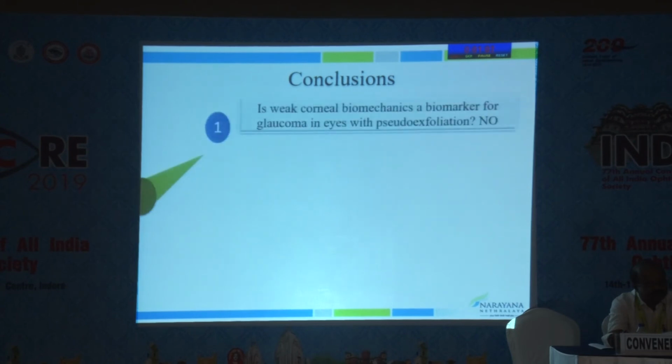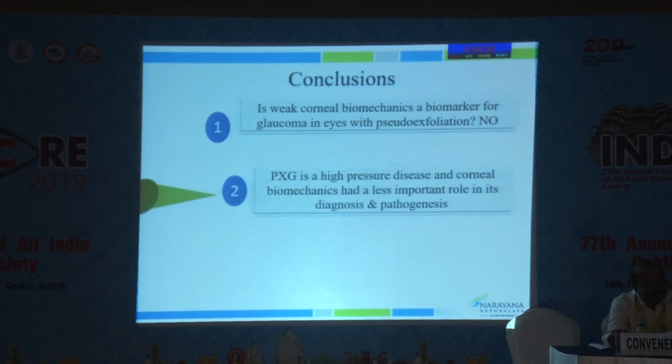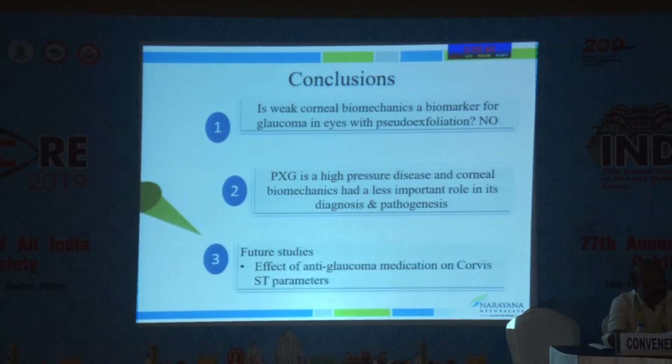In conclusion, we asked the question, is weak corneal biomechanics a biomarker for glaucoma in eyes with pseudoexfoliation? And the answer was no. This is because pseudoexfoliation glaucoma is probably a high-pressure disease, and unlike POAG, corneal biomechanics has a less important role in its diagnosis and pathogenesis. Future studies should evaluate the effect of anti-glaucoma medication and IOP lowering on the Corvis ST parameters.